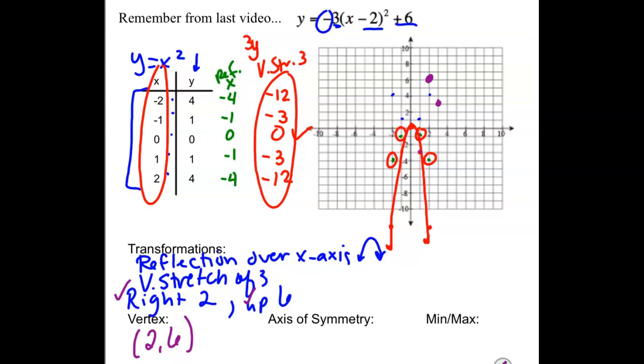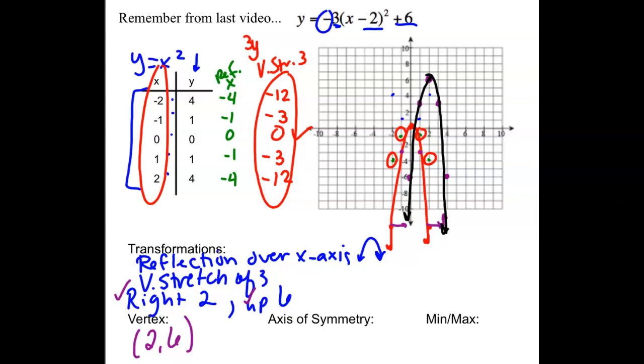All right, so I moved that one. Let's move this one right 2 and up 6. This one's going to go right 2 and up 6. And same with this one, right 2 and up 6. All right, so my new graph has a vertex up here, and so it's that same skinny parabola, it's just been moved up and to the right.